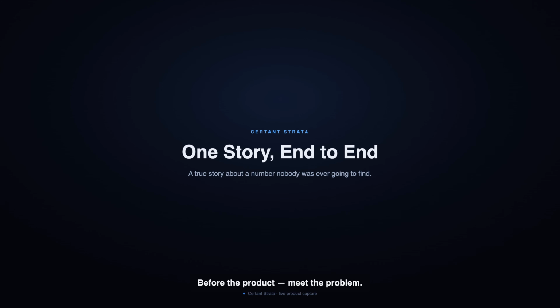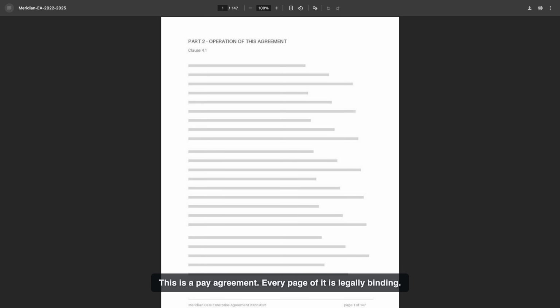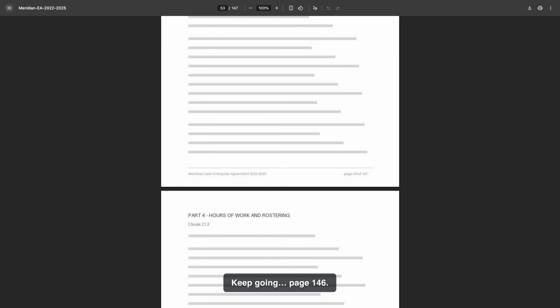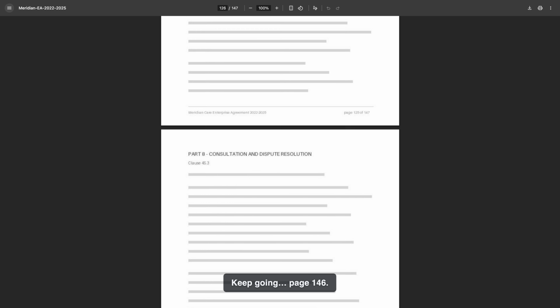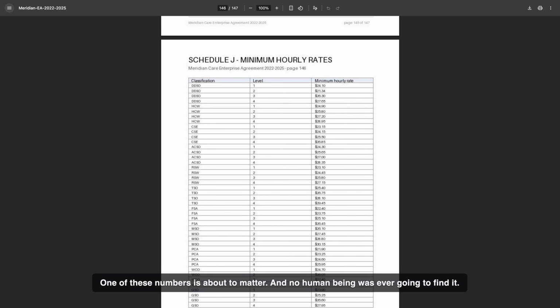Before the product, meet the problem. This is a pay agreement. Every page of it is legally binding. Keep going. Page 146. A table of minimum hourly rates, 44 rows deep. One of these numbers is about to matter, and no human being was ever going to find it.